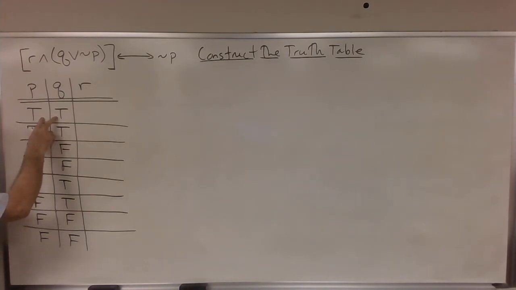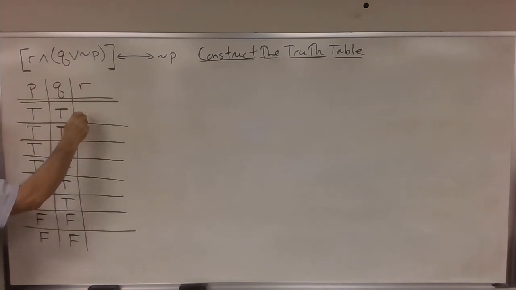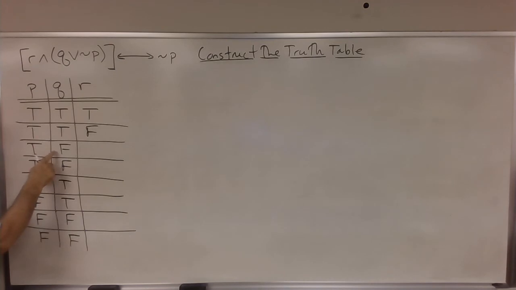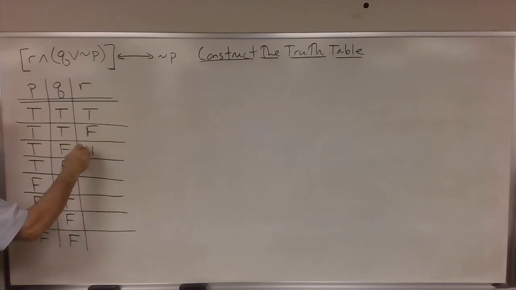Both P and Q are true. R can either be true or false. P is true, Q is false. R can either be true or false.